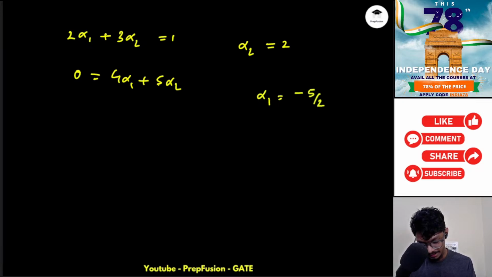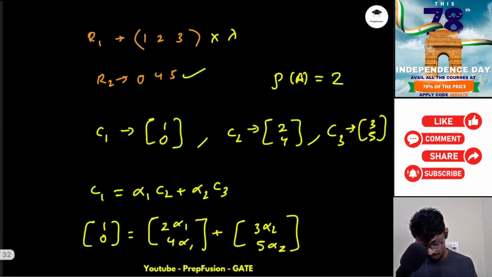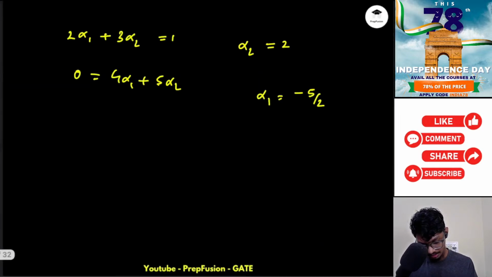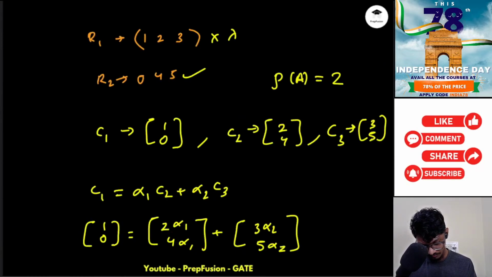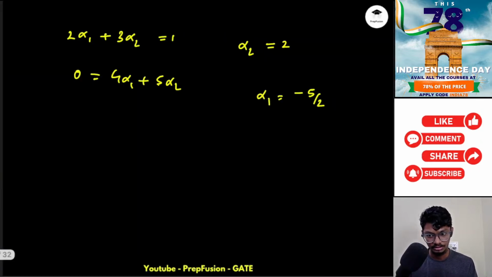So now you put this back here. You put this alpha 2 equals 2, this is 6, and you put this minus 5 by 2. So the first row will be 1, and if you put alpha 2 equals 3 over 2 over here, this is 10, and this is minus 10. So plus 10 minus 10 is 0. So you are getting a valid combination here.